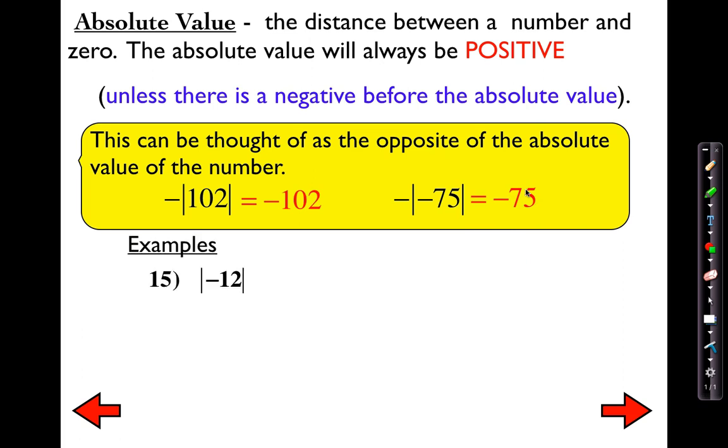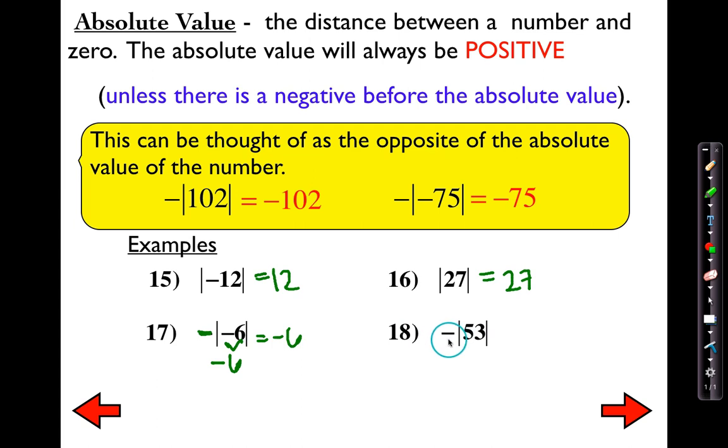So let's take a look at some examples. What's the absolute value of negative 12? Well, how far is negative 12 from 0? I would say 12. Number 16, what's the absolute value of 27? Well, how far is 27 from 0? I would say 27. Okay, so here, be careful. You would read this as the opposite of the absolute value of negative 6. Well, the absolute value of negative 6 is 6, but then what's the opposite of that? It would be negative 6.